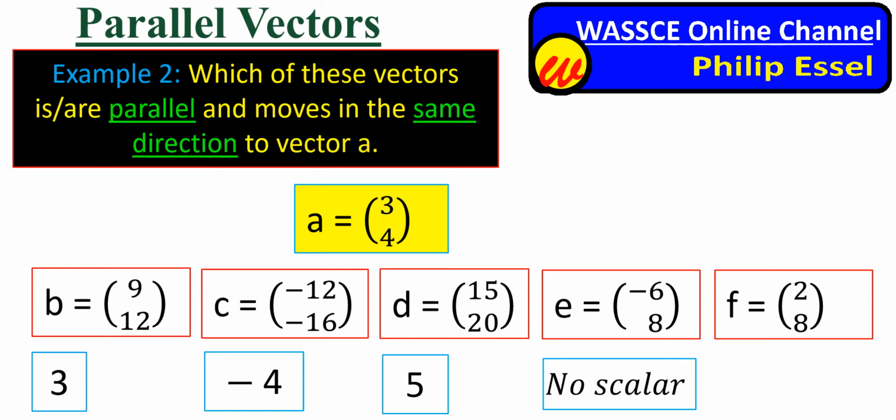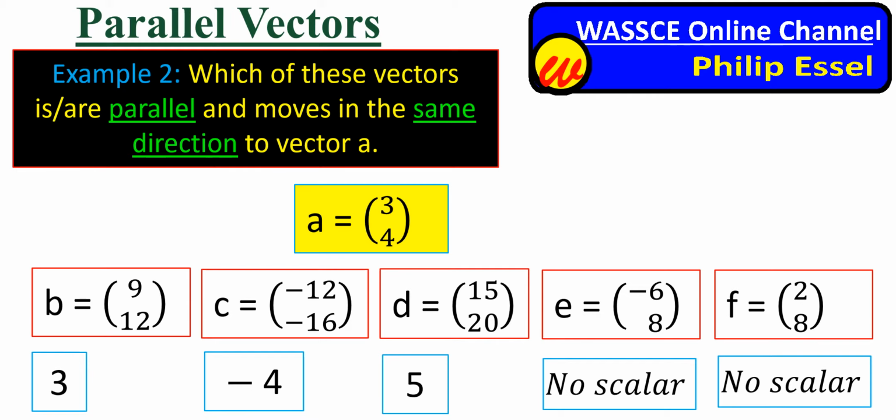Finally, we'll be comparing the vector F to the vector A. And whilst I do that, I'm unable to get a number which, when multiplied by the vector A, would give us the vector F. So what this means is that there is no scalar that will be multiplied by the vector A for us to get the vector F. So F is not a scalar multiple of the vector A.